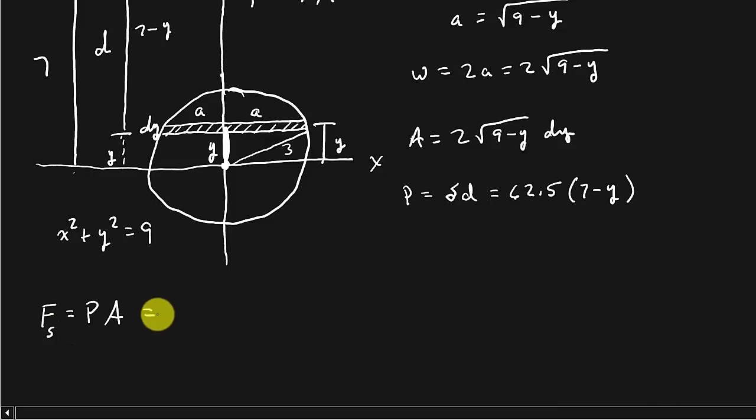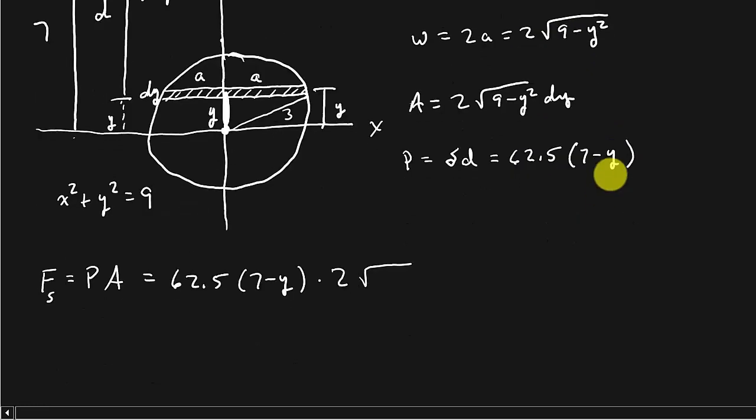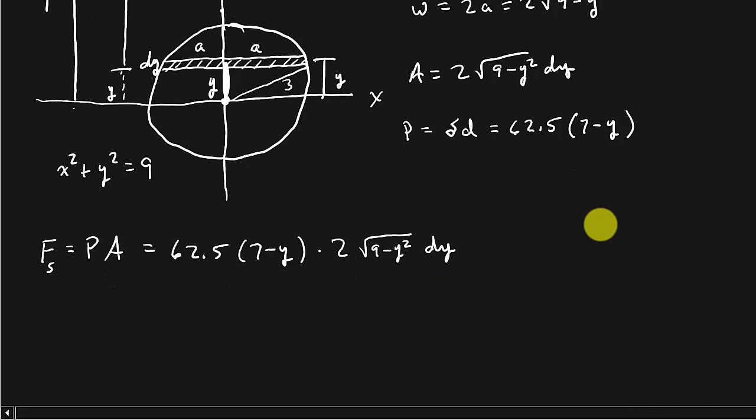The force on that strip is 62.5 times 7 minus y, times the area, which is 2 times the square root. Oh, and I'm sorry, this right here should be y squared. So that's 9 minus y squared, times dy. And so now, what do we need to do? Well, we need to integrate it.